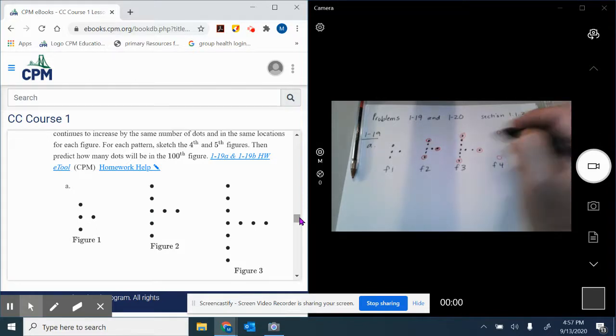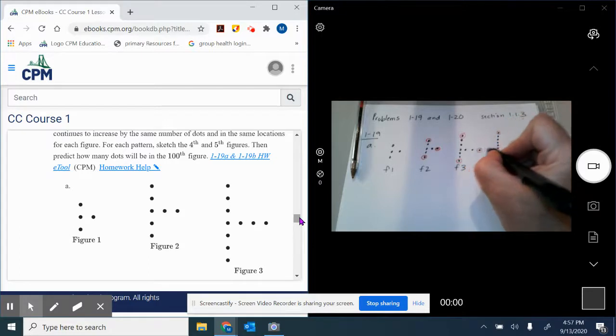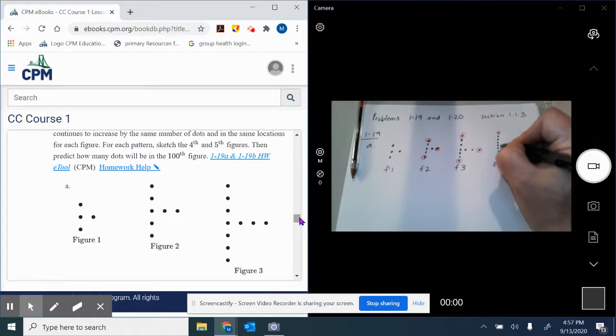So figure 4 will end up having 1, 2, 3, 4, 5, 6, 7, 8, 9. So it's going to have 9 going up and down. Going out, it's going to have 1, 2, 3, 4. So it's going to have 4 going out. Okay, so figure 5 going up and down, it's going to have 1, 2, 3, 4, 5, 6, 7, 8, 9, it's going to have 11, right? Going up and down, and going out, it's going to have 1, 2, 3, 4.